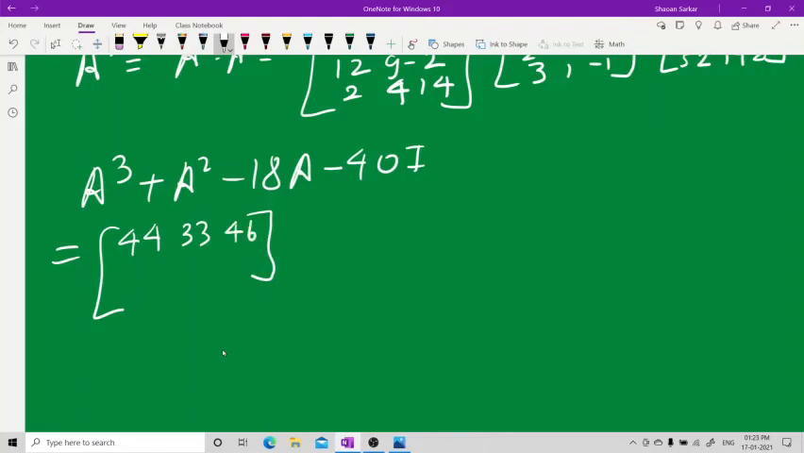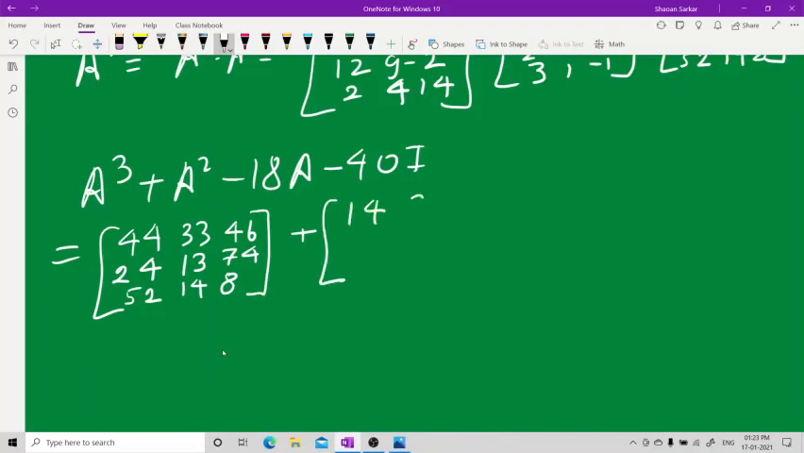Then you had your 24, then 13, then 74, then 52, then 14, and then 8, plus, let me write it a little more clearly. Now A square you found out to be 14, 3, 8, 12, 9, minus 2, then 2, 4, 14. And then you had minus 18.